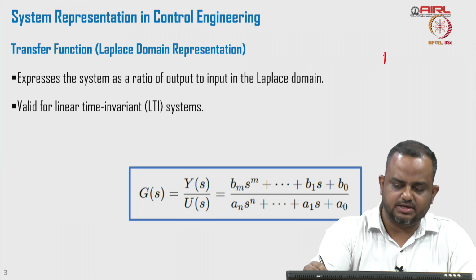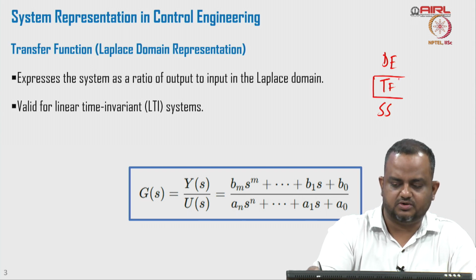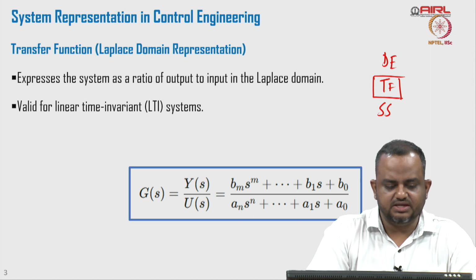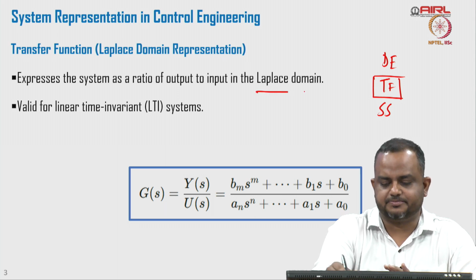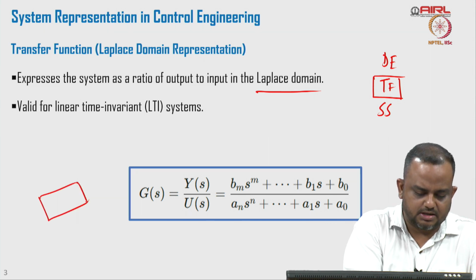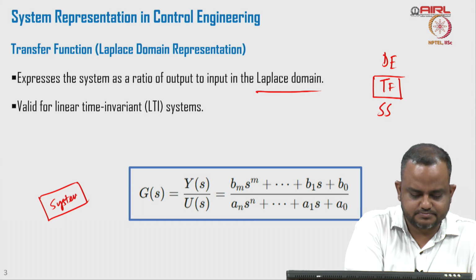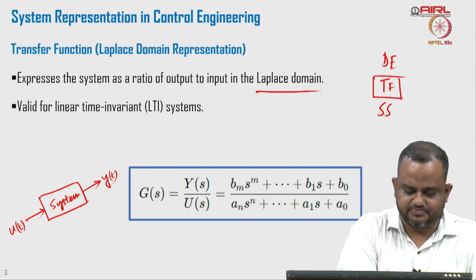So, we can represent systems in different ways. In lecture 10 I was talking about differential equation, then transfer function and state space models, right. Now, in this lecture we will concentrate on transfer function. What is it? It expresses the system as a ratio of output to the input in Laplace domain. That means, if we have a system, say this is the system, we have some input say u(t) to the system and we get output y(t), fine.